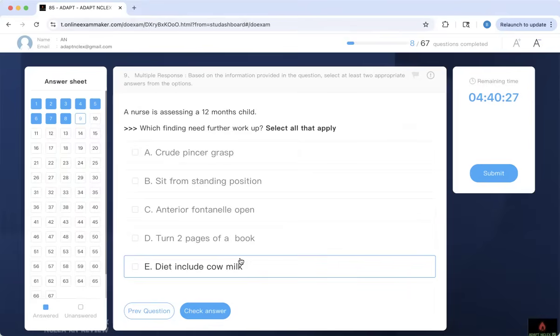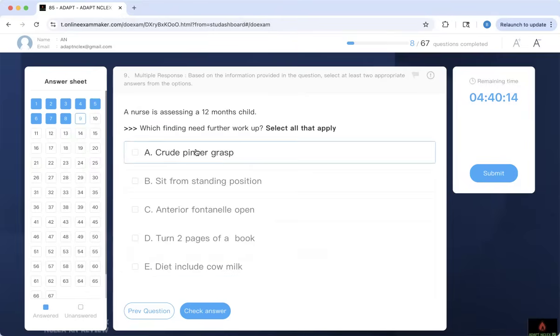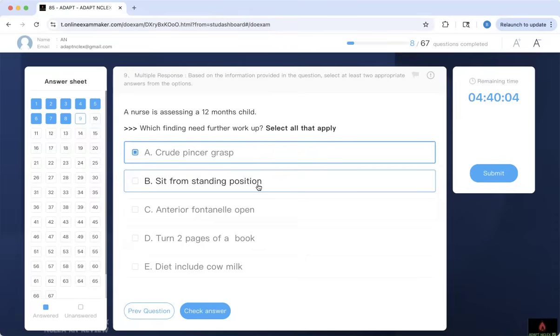need further workup? A 12-month-old still has a crude pencil grasp. Pencil grasp should be really fine by this time, when you are 8 or 9 months old. This is a problem. I don't like it. Sitting from a standing position. Oh, you can stand and then sit down again. That's good. You're doing great. Anterior fontanel can take up to 18 months. I'm not worried about it.